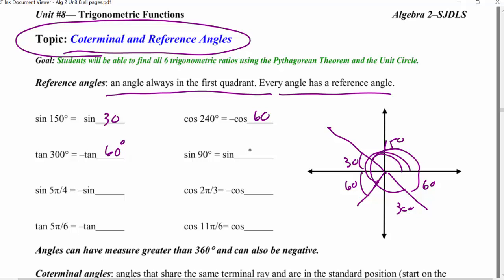The sine of 90, there is no reference angle. You have to know that the sine of 90 is 1.